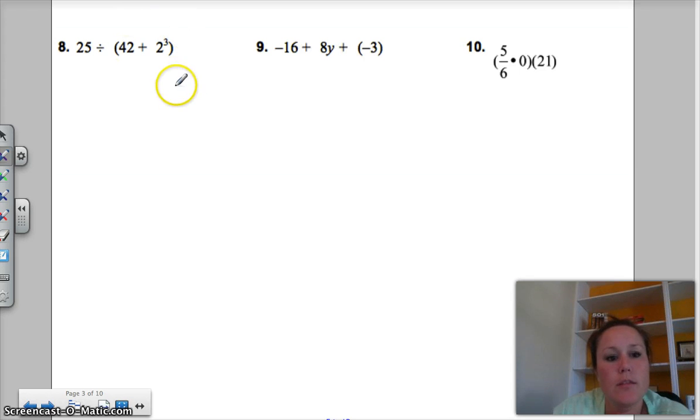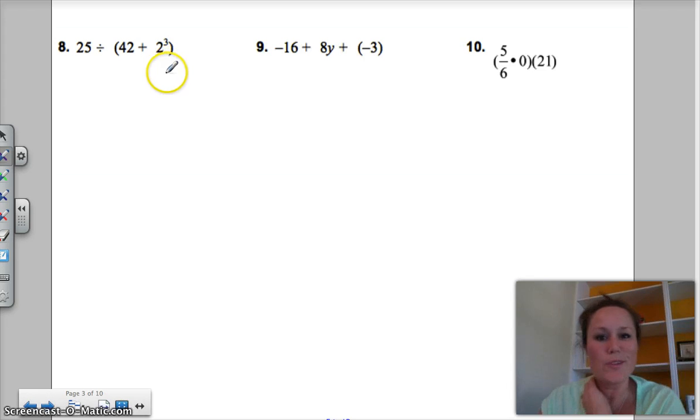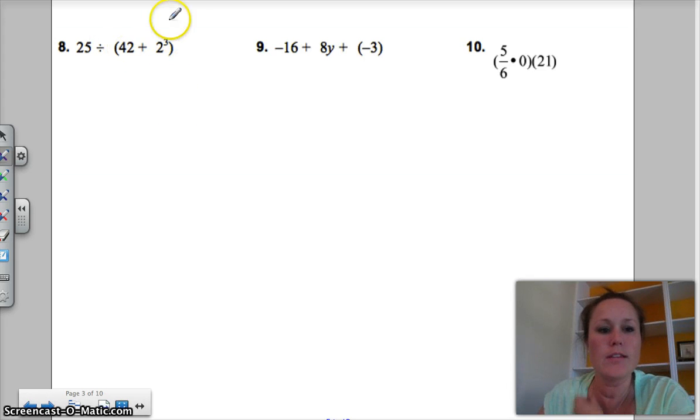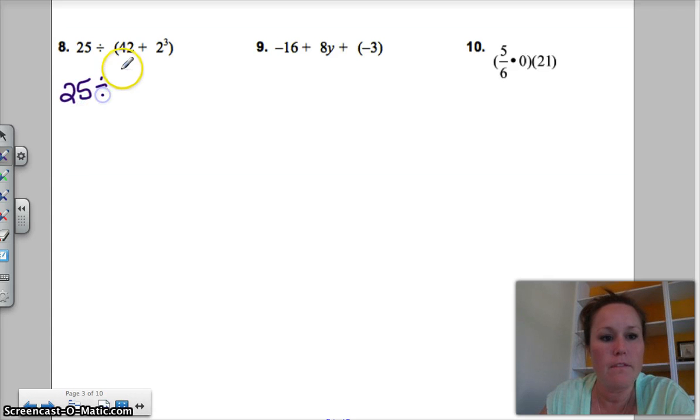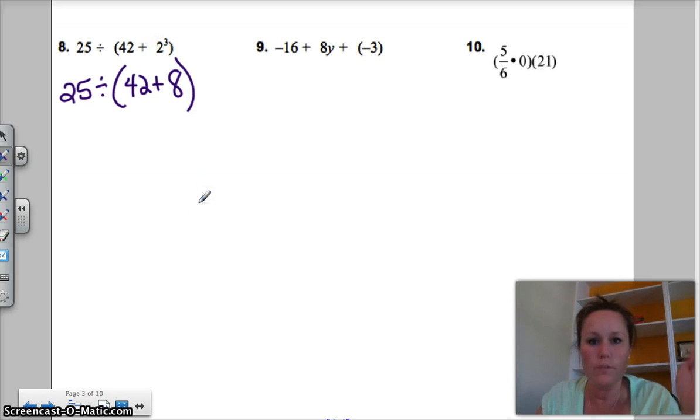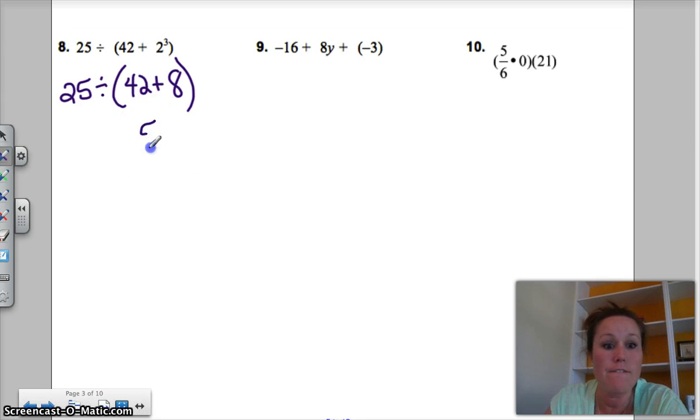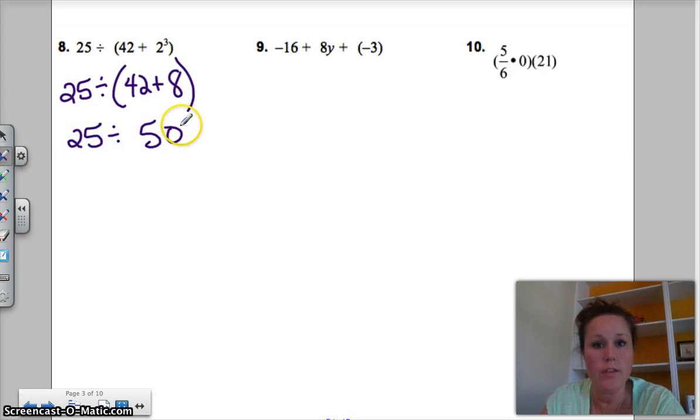All right, order of operations tells me to do parentheses first, or grouping symbols first. So inside here I have an exponent. So I have 25 divided by 42 plus 2 to the third is 8. I'm doing inside my grouping symbols following order of operations, so I have to do exponents first. Now, focus on what's in the parentheses. 42 plus 8 is 50. Copy down the rest of the problem, and then focus on this line.